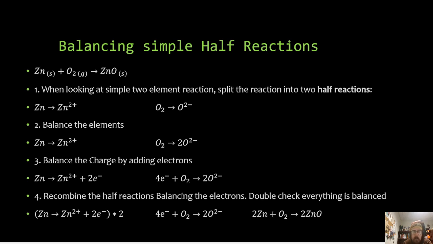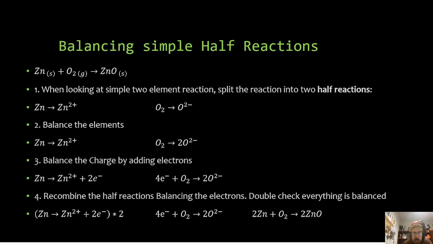The first step is always to balance the elements. We'll worry about what this will do to the overall equation later. So zinc, there's one zinc on the left, and there's one zinc on the right. There's two oxygens on the left, there needs to be two oxygens on the right.